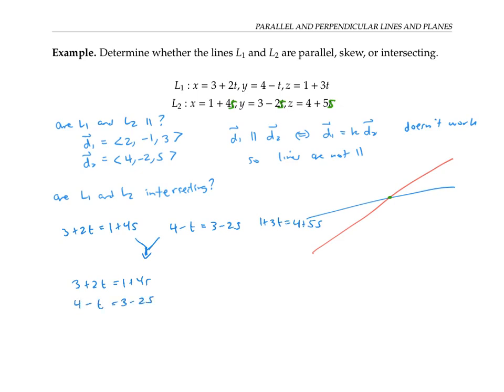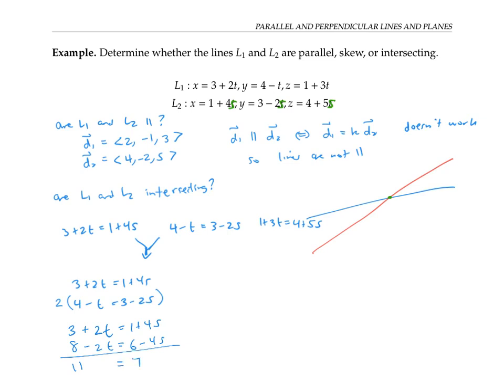If I multiply my second equation, the whole thing, by 2, then the coefficients of t will be equal and opposite, and I can add the two equations together to cancel out my t's. So this becomes 8 minus 2t equals 6 minus 4s. Now I can add those together. I get 11. The t's disappear as I wanted them to. On this side I get 7.